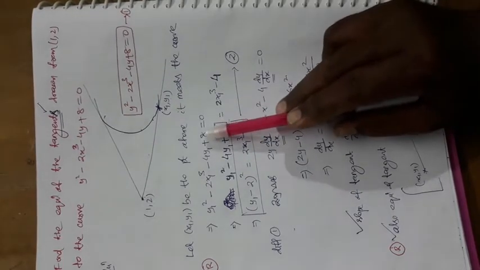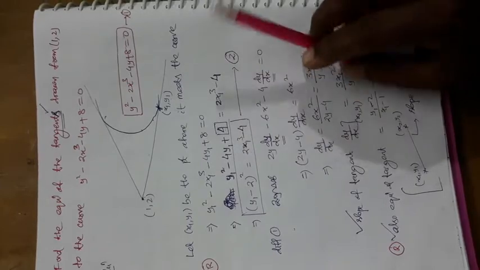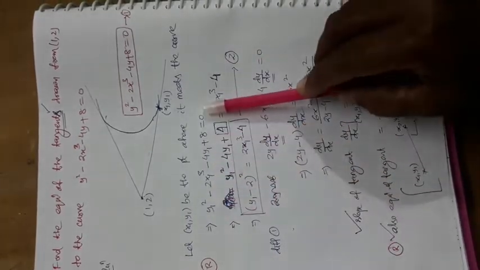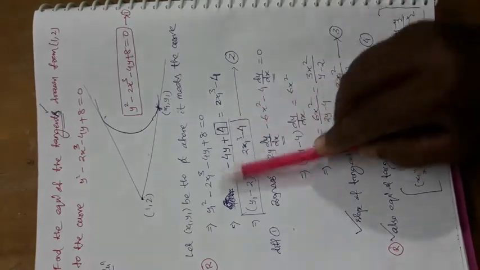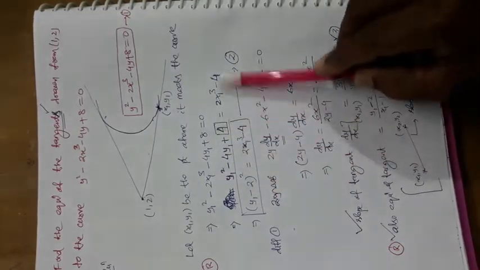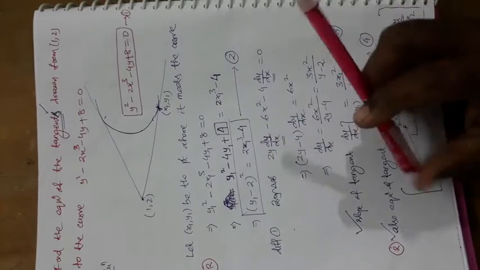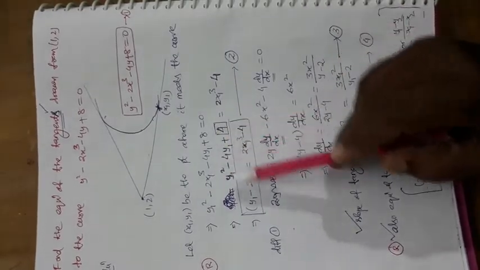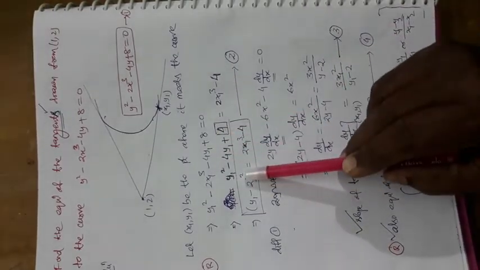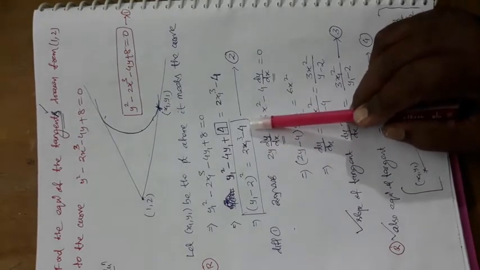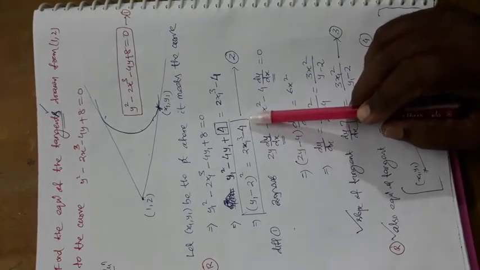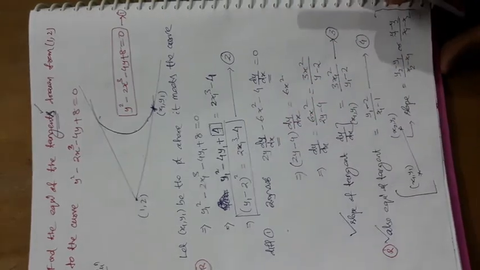Because when they come to one side, it becomes this equation: y1 square minus 2x1 cube minus 4y1 plus 8. Now arranging them, we get y1 minus 2 the whole square is equal to 2x1 cube minus 4. In future, this equation will help you a lot.